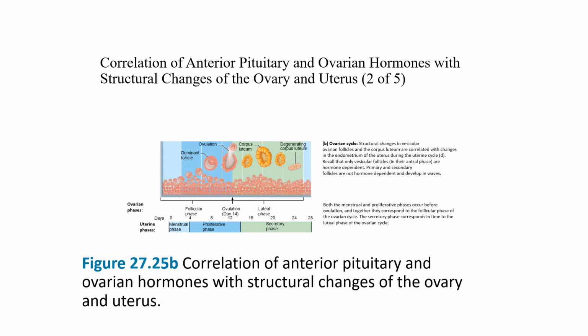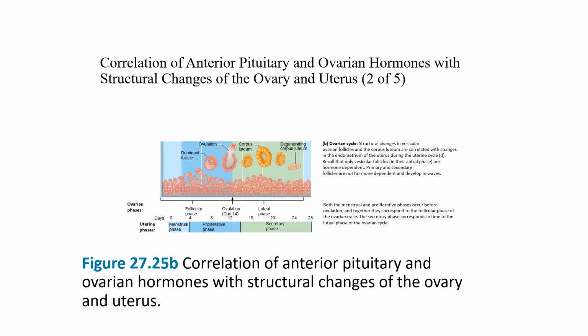So how does this correlate to the ovarian phases? Let's look at this. During the menstrual phase, the ovaries are going, yeah, we're done. But FSH and LH start to increase, and what we see during the proliferative phase is the follicular phase, or in other words, the dominant follicle is going to mature and get ready for ovulation. Toward the end of the proliferative phase, we see ovulation about day 14. And then that's the proliferative phase.